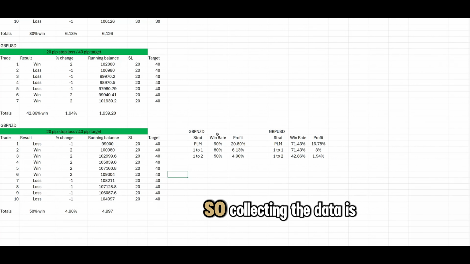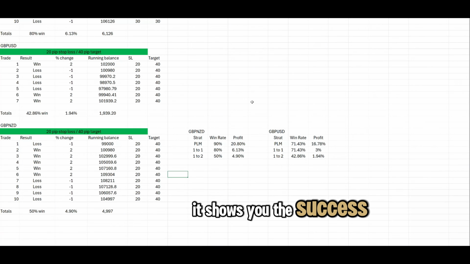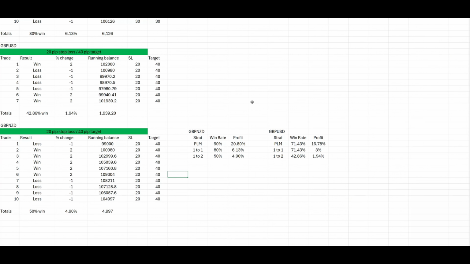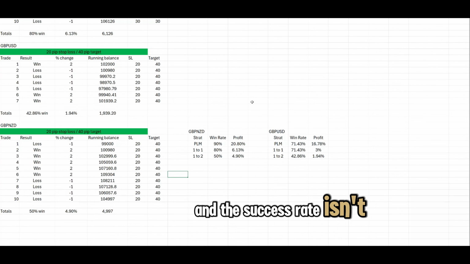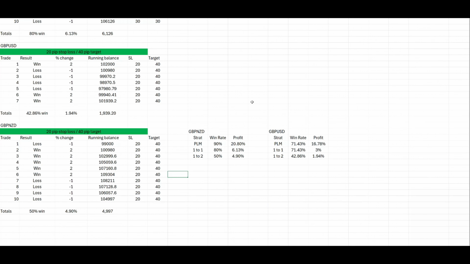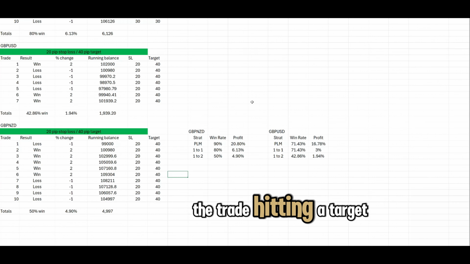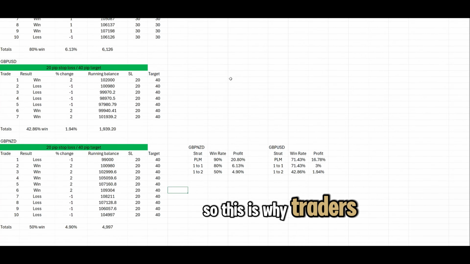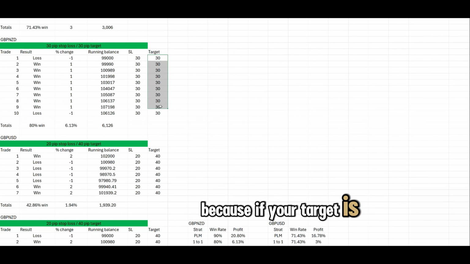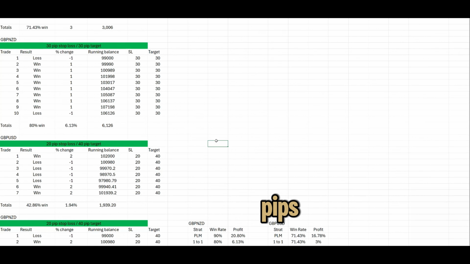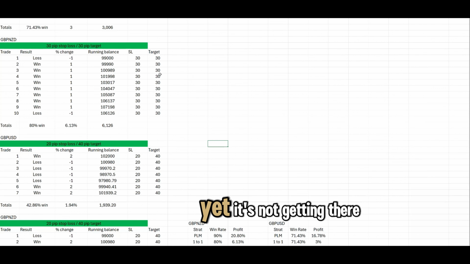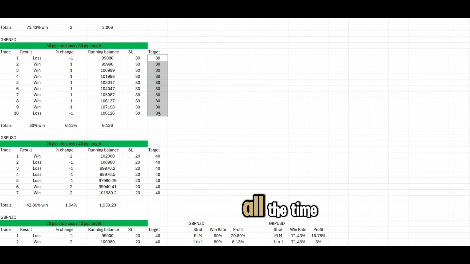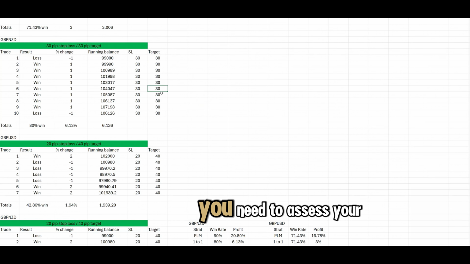So collecting the data is important because it shows you the success rate of your entries, and the success rate isn't defined by the trade hitting a target of X number of pips that you've selected. This is why traders can have a lot of issues, because if your target is always a specific amount of pips, yet it's not getting there all the time, you need to assess your levels.